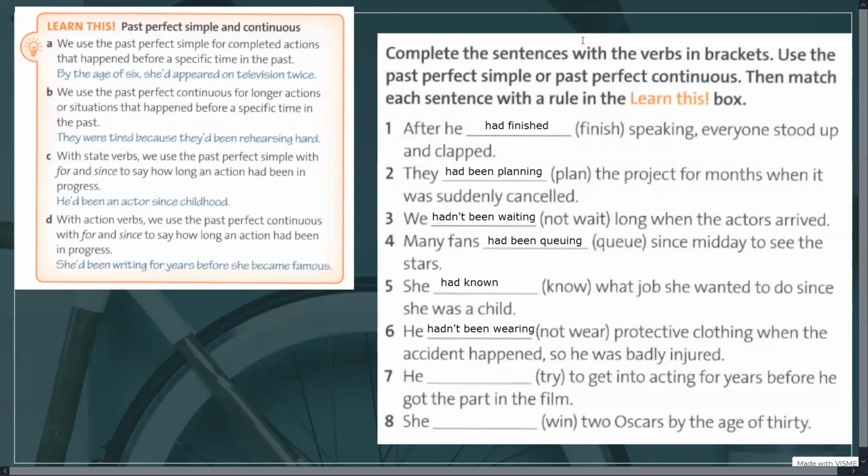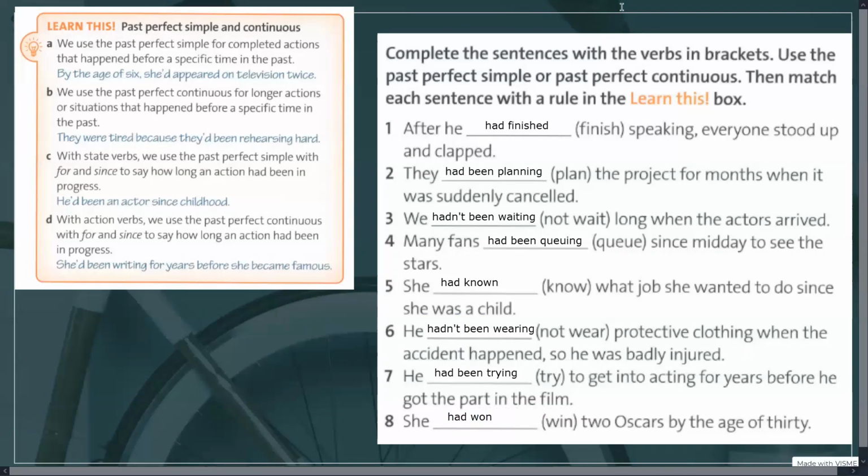Over here, he tried to get into acting for years before he got the part in the film. He had been trying, because it's a longer action in the past, and try is definitely an action verb. She went to Oscars by the age of 30. This is had won, because this is a state verb and it's a short action. It's not a long process.